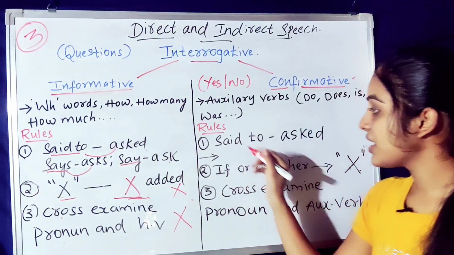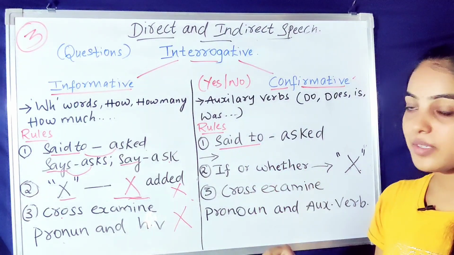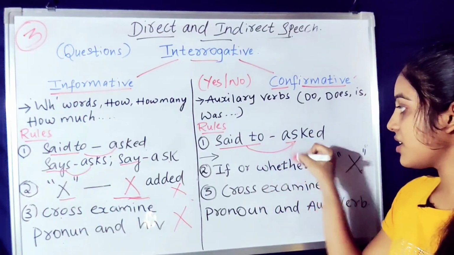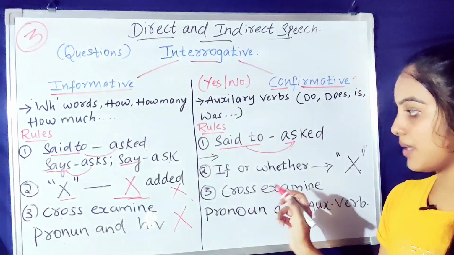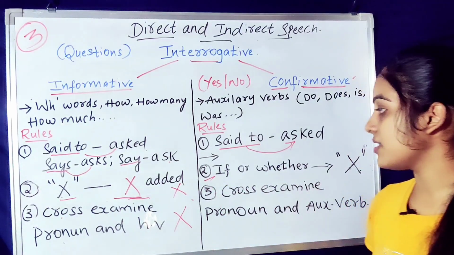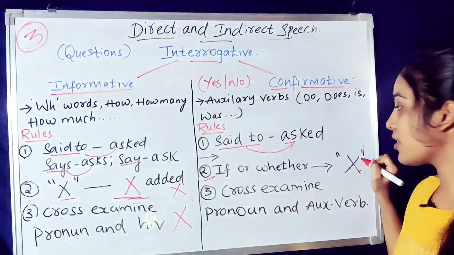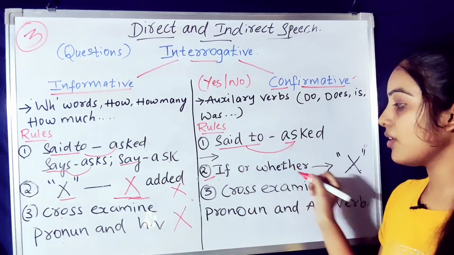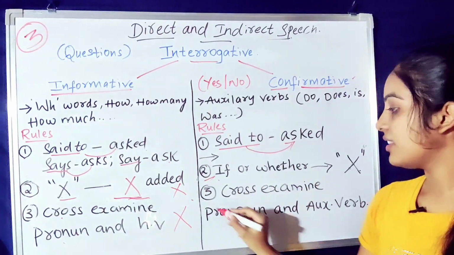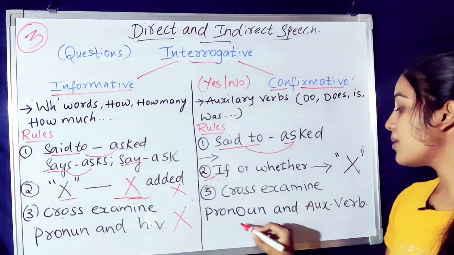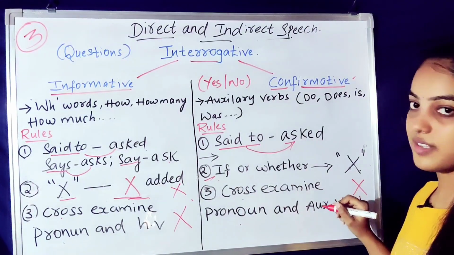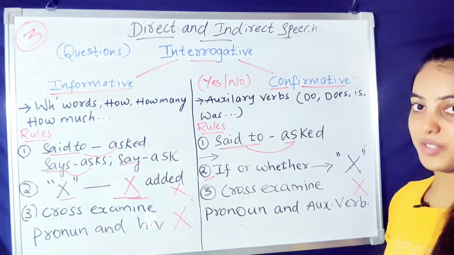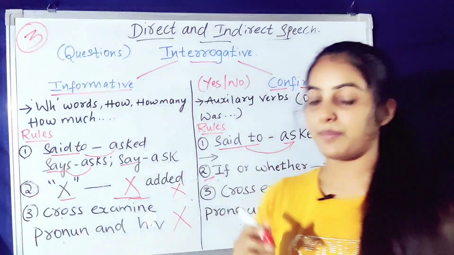What are they? Said to. If the reporting verb contains said to, it will be changed to asked. Says to asks. Say to ask. Same here. And the second rule is, to remove inverted commas, we should add if or whether. And the third rule is cross-examine pronoun and auxiliary verb. We should cross-examine pronoun and auxiliary verb in indirect speech. Okay, let's go to the examples.